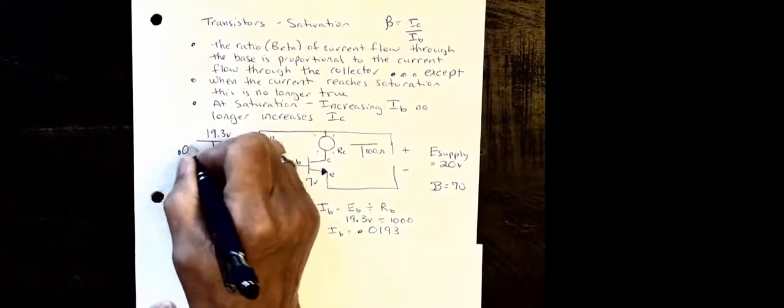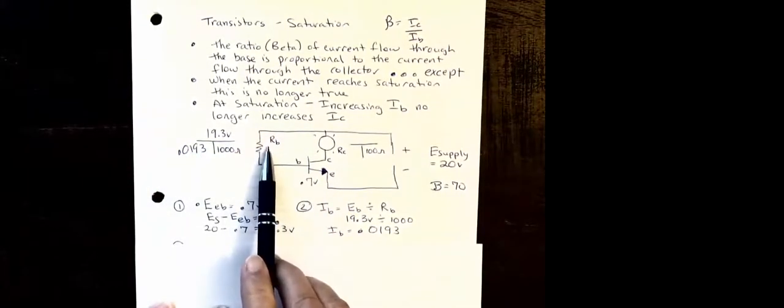To find the current IB, we just use Ohm's law. So EB divided by RB, so 19.3 divided by 1,000 gives me a current flow of 0.0193 amps through RB.